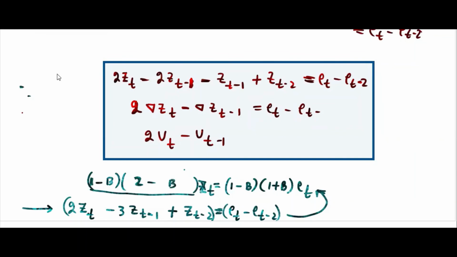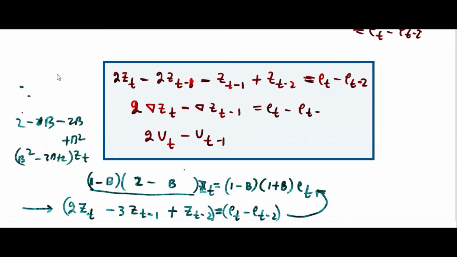Now if you multiply these two, you will get 2 here, then minus 2b, minus 2, minus b, then minus 2b, this is minus b, and plus b square. See, this is what we got, right? b square minus 3b plus 2.